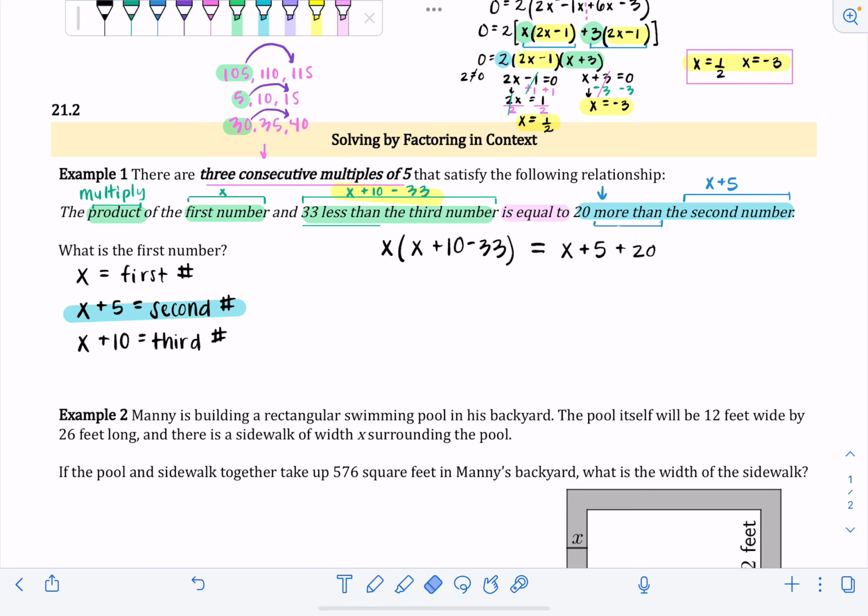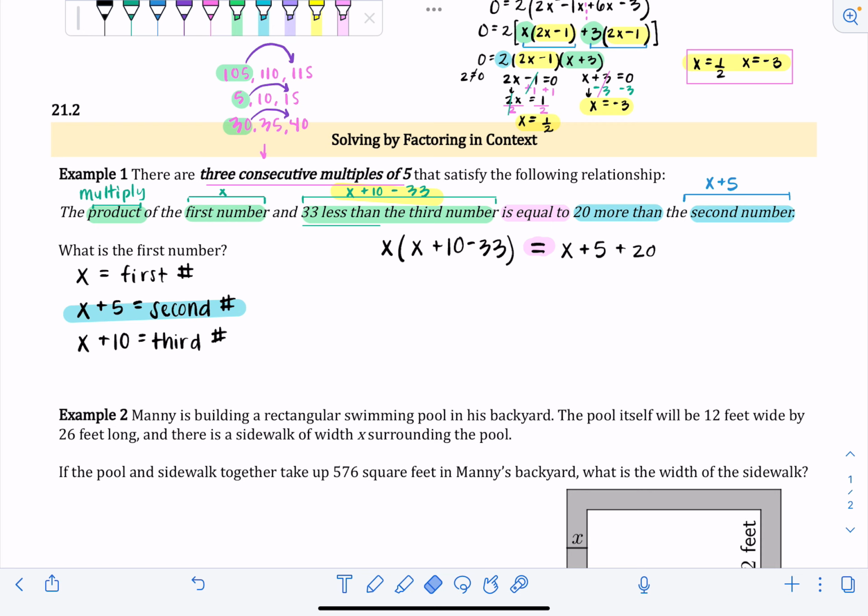Okay, so let me erase some of this. So for the right side of the equal sign, after where it says "is equal to" in the sentence, it's 20 more than the second number. So we take the second number, which is x plus 5, and add 20. Okay, so now we have our equation. So we don't have to deal with the words anymore, which is sometimes the worst part.